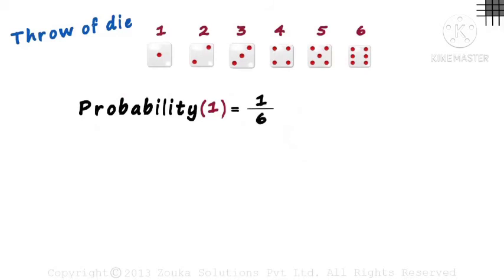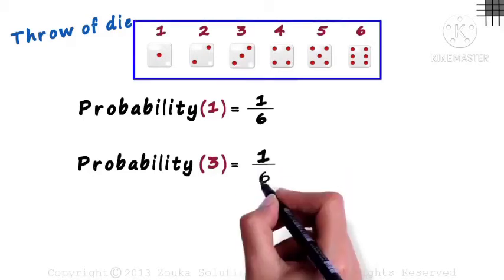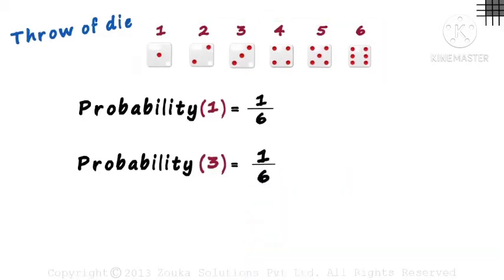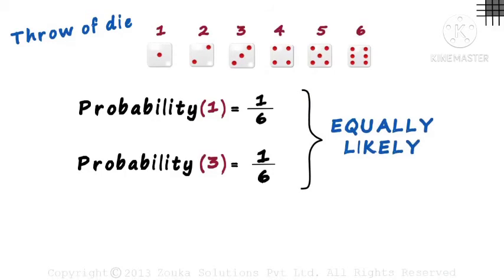Here's the next question. What's the probability of getting a 3? There is only one way in which we can get a 3, and yes, there are 6 possible outcomes. The probability of getting a 3 is also 1/6. Since the probabilities are the same, we say that these two events are equally likely. Until now, in all the problems we have seen, the numerator has always been 1. When will the numerator not be 1?